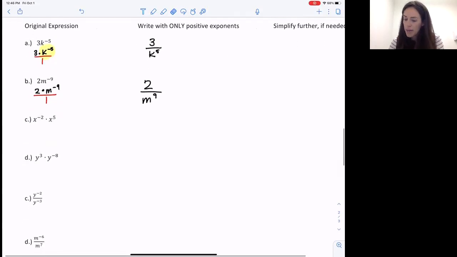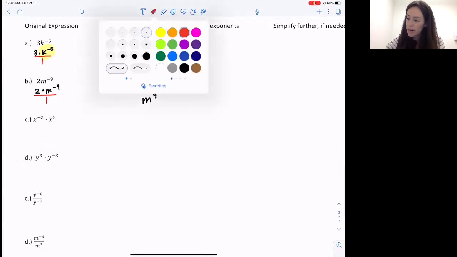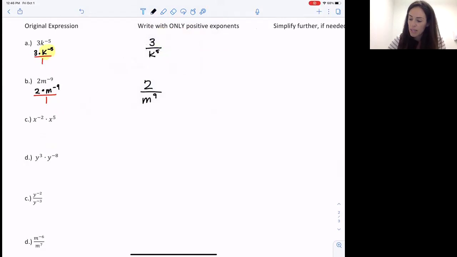I have x squared times x to the 5th. The first thing I'm going to do is rewrite it only with positive exponents. Well, I have an x to the negative 2. That's going to get sent down to my denominator and become x squared. Then I have an x to the 5th. That's not negative, it's positive. So it's going to stay in my numerator. And I have x to the 5th over x squared.